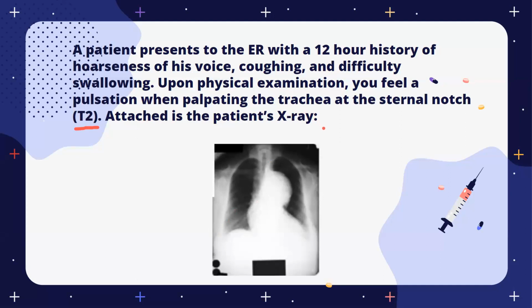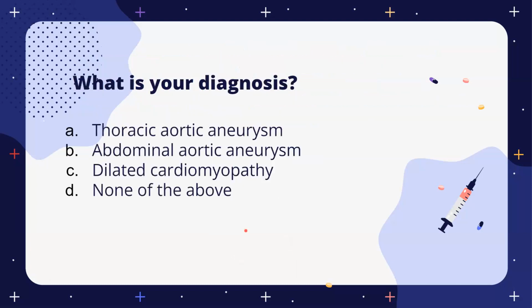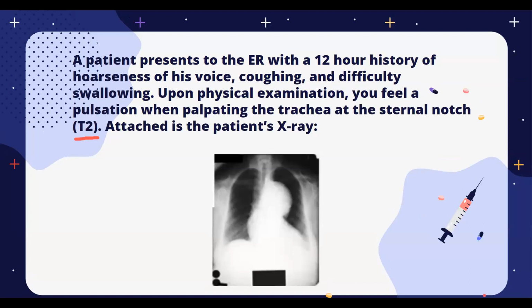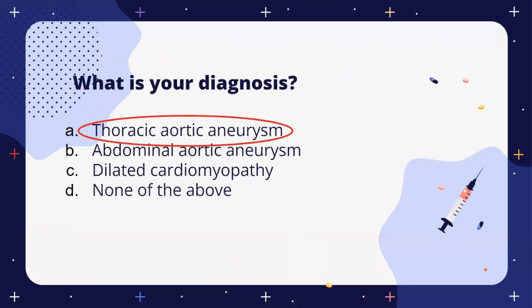Attached is the patient's x-ray. As you can see, the cardiac silhouette is not normal. What is your diagnosis? So is it a thoracic aortic aneurysm? Is it abdominal aortic aneurysm? Dilated cardiomyopathy, or none of the above? Let's look at the answers. Okay, a lot of people are saying A. You are correct. It is A. Yes, it is thoracic aortic aneurysm, and let me explain why.